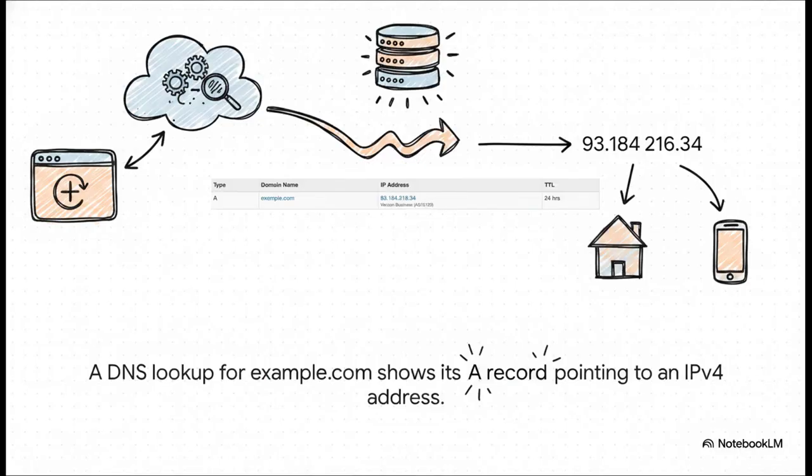Now check this out. This is exactly what a computer sees when it does a lookup. It asks for example.com, and the DNS system replies with the A record, saying, go find it at 93.184.216.34. Simple as that. It's the most basic and common lookup there is.